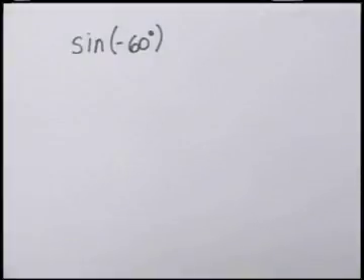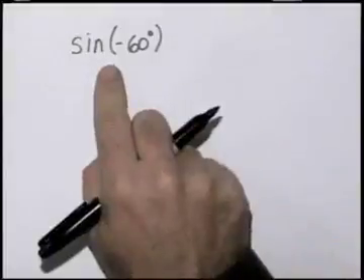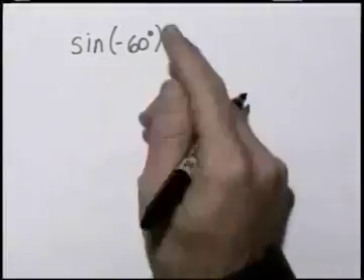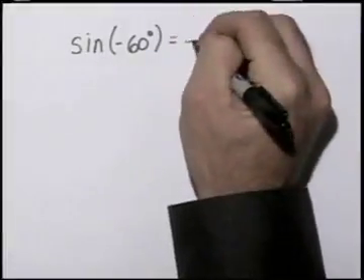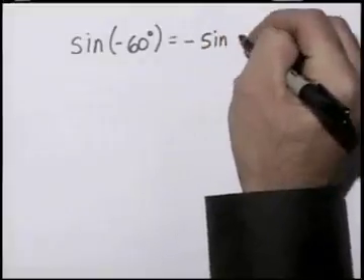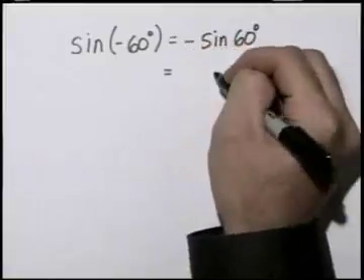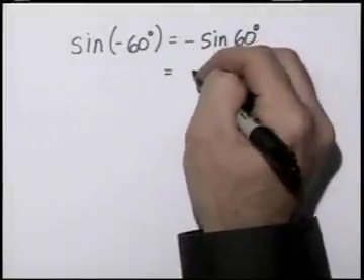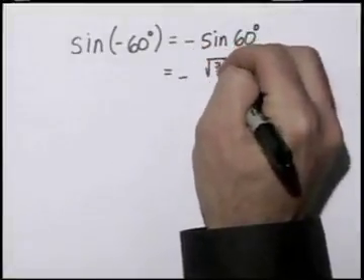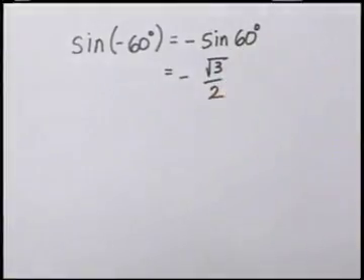We want to find the value of sine of negative 60 degrees. Because the sine function is odd, the sine of negative 60 degrees is going to equal negative sine of 60 degrees. The sine of 60 degrees is square root of 3 over 2, so this result is negative root 3 over 2.